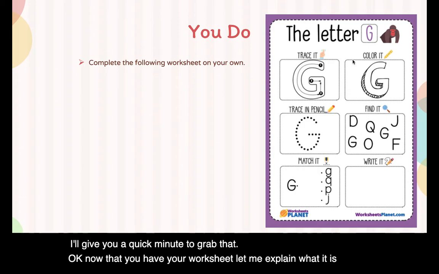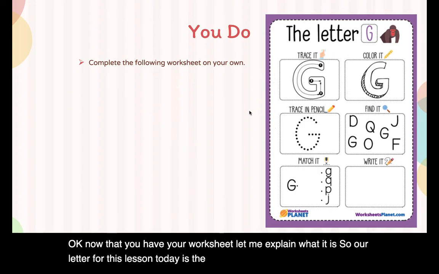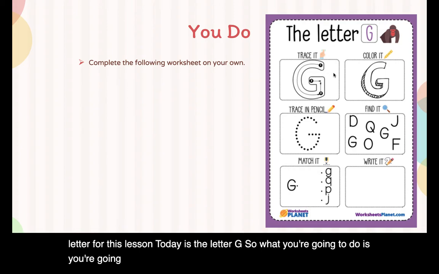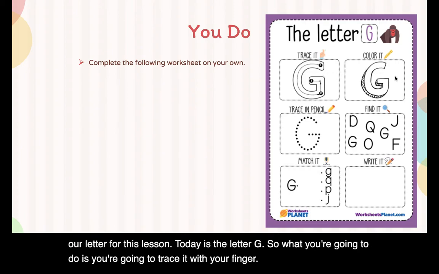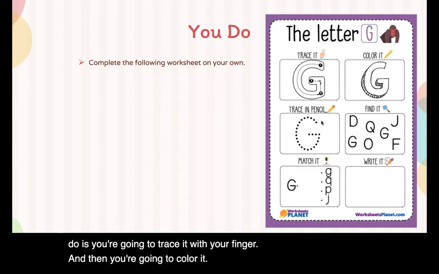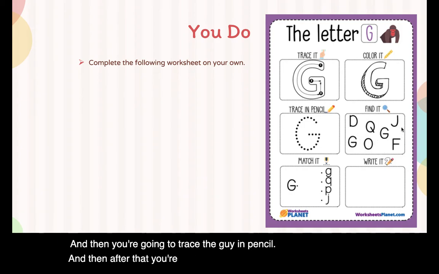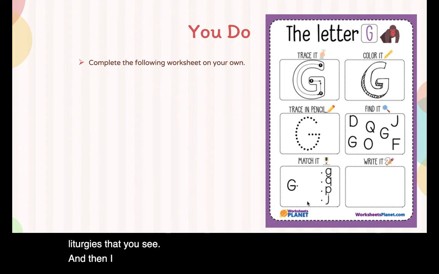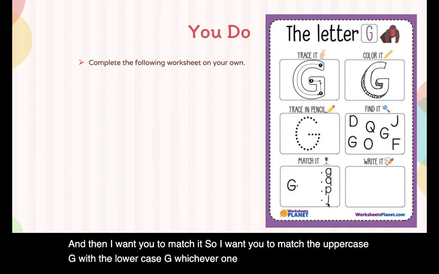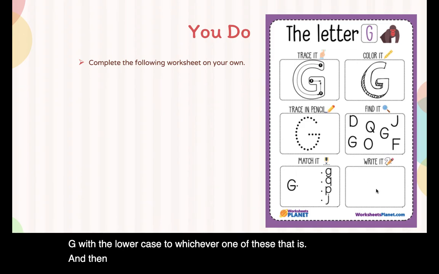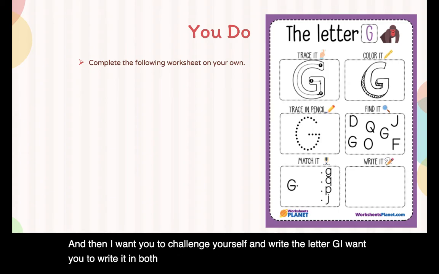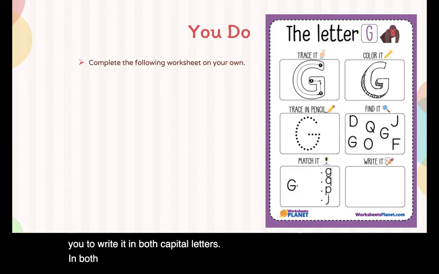So our letter for this lesson today is the letter G. So what you're going to do is you're going to trace it with your finger, and then you're going to color it, and then you're going to trace the G in pencil, and then after that you're going to find it. So I want you to circle all the letter G's that you see, and then I want you to match it. So I want you to match the uppercase G with the lowercase g, whichever one of these that is. And then I want you to challenge yourself and write the letter G. I want you to write it in both capital letters, in both uppercase and lowercase.